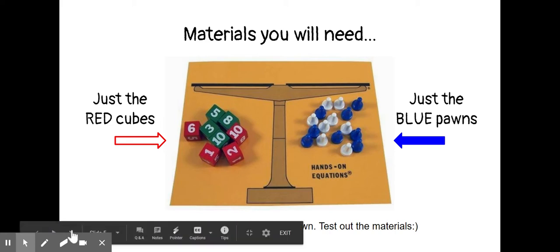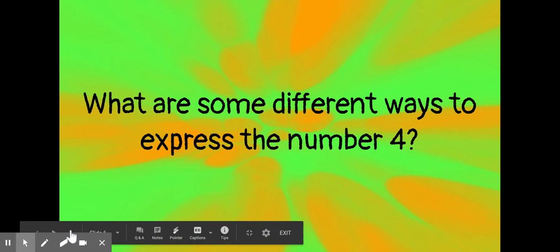Okay, so those are materials that you can use, but you don't have to. There's no lesson on how to use them. It's just for you to figure that out today.